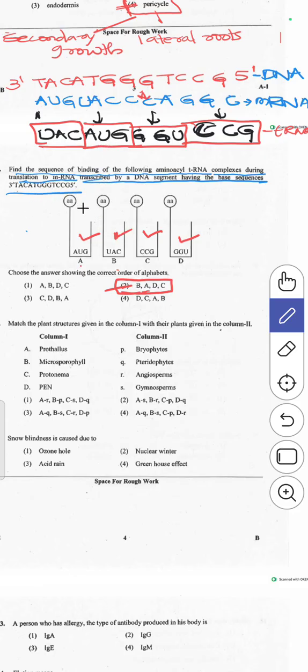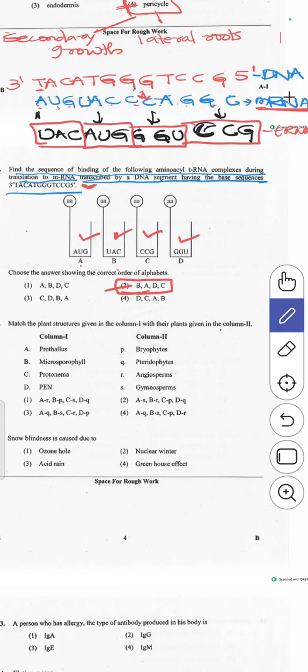Here we have written very clearly. DNA has this sequence they already gave. First you need to write down the mRNA sequence. If you transcribe this DNA, you will get this kind of sequence, that is mRNA. You have to place the complementary base pairs: for T, A; for A, U, because we are writing mRNA. In RNA instead of thymine we have U. So we have written AUG, UAC, CCA, GGC. This is the sequence of mRNA.